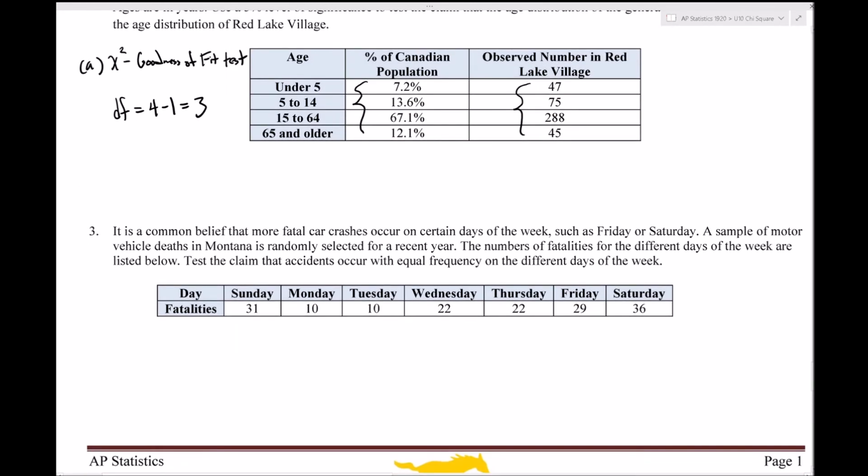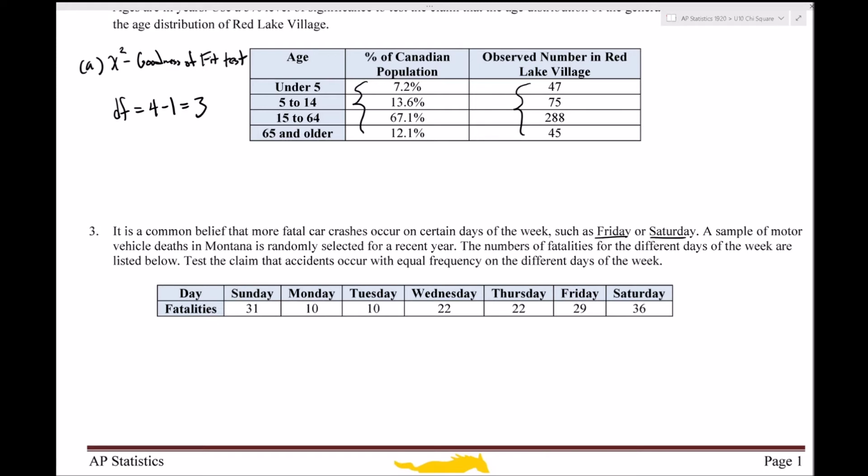Number 3. It is a common belief that more fatal car crashes occur on certain days of the week, such as Friday or Saturday, and that might be for obvious reasons and related to probably drunk driving. So those occur more often on Fridays and Saturdays. So let's see. A sample of motor vehicle deaths in Montana is randomly selected for a recent year. The number of fatalities for the different days of the week are listed below. Test the claim that accidents occur with equal frequency on the different days of the week.